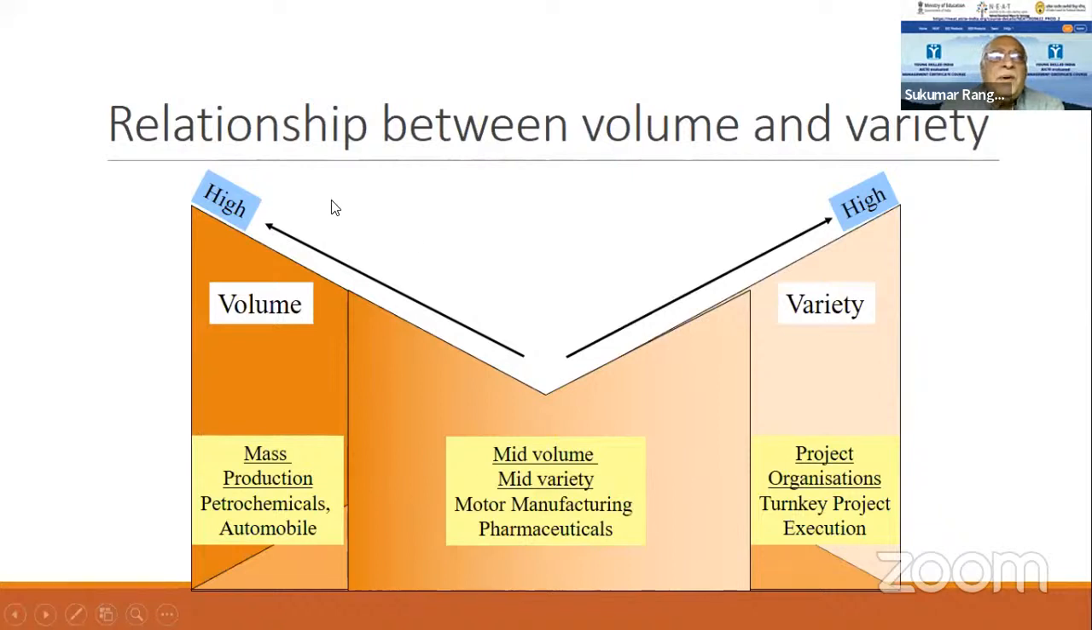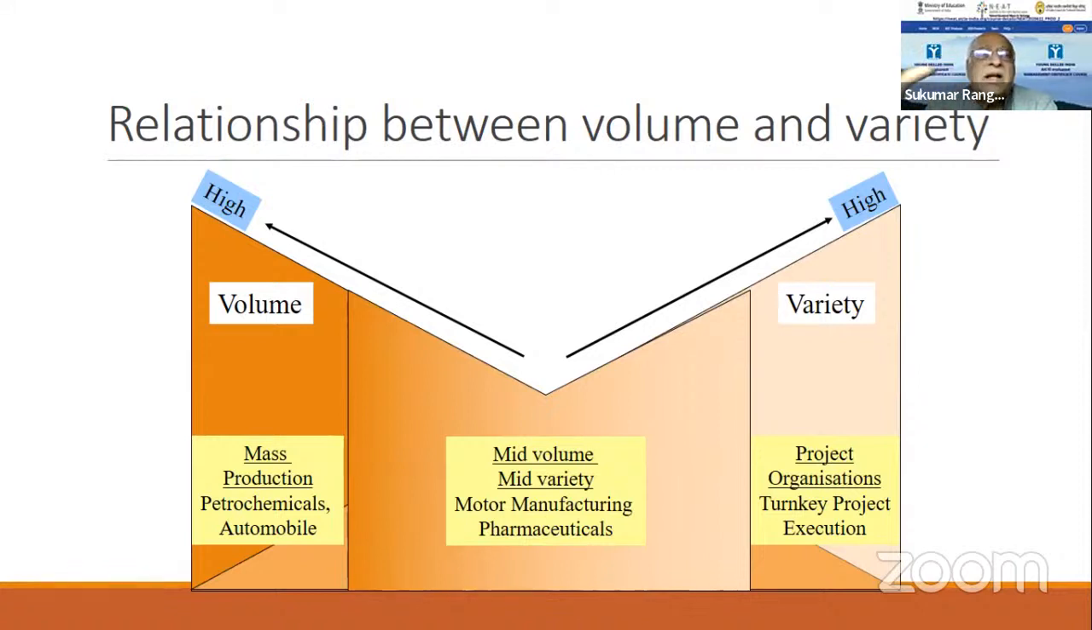Now, a simple diagram like this: on this side is volume, on the left side is volume, and this side is variety. When there is high volume and low variety, like in the case of petrochemicals, even automobile manufacturing, of course, at the final assembly, you'll find that usually one assembly line produces one type of vehicle.